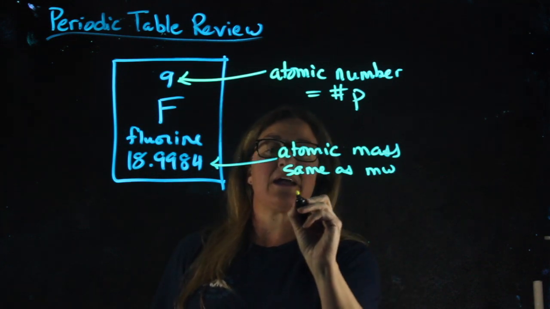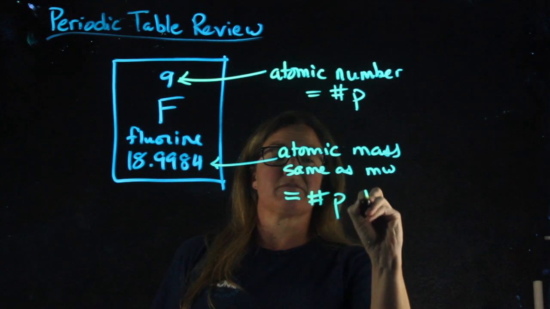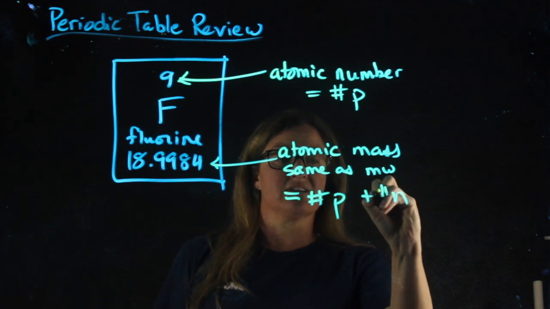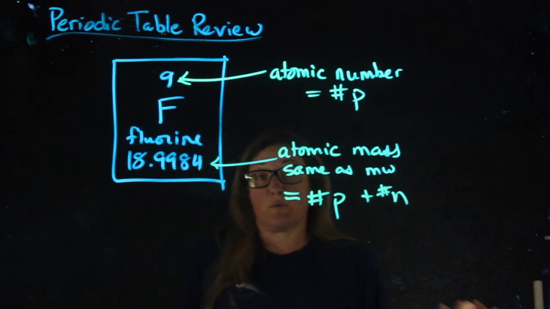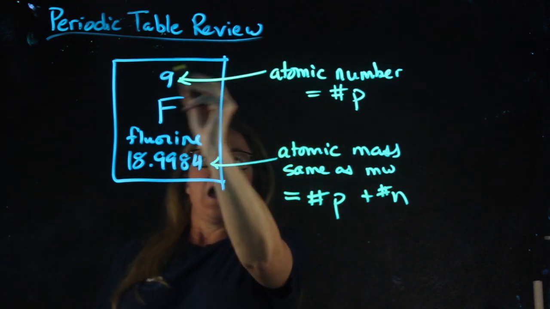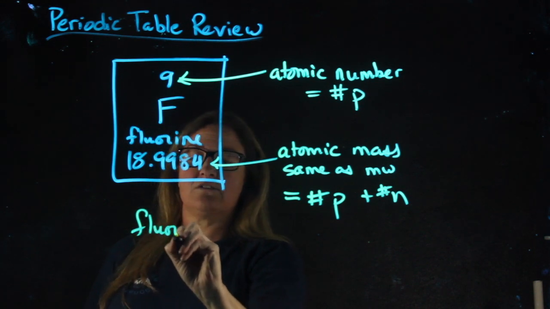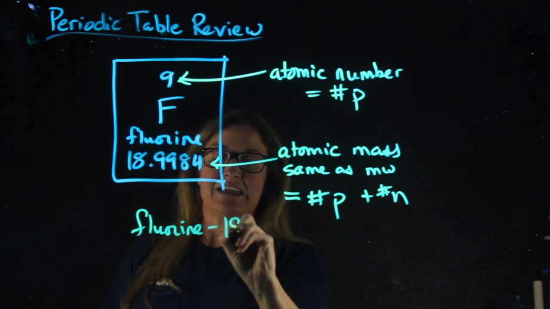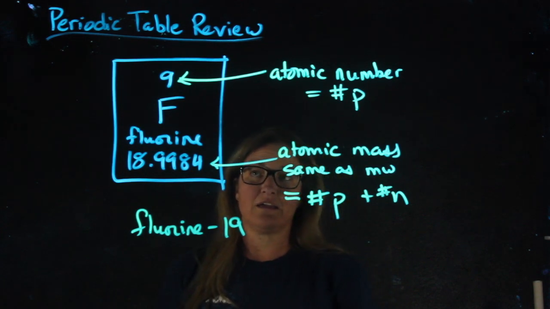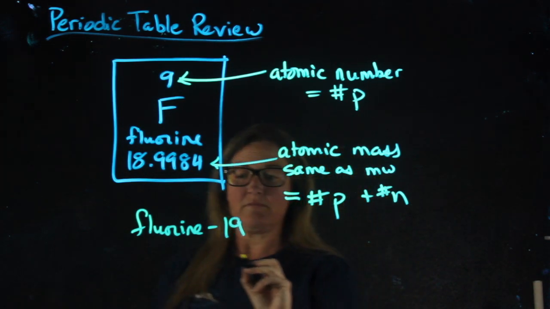And the reason why is this atomic mass is going to be equal to the number of protons plus the number of neutrons. And we either have a neutron or we don't have a neutron. We don't have a fraction of them. Another way that I could write the same thing is I could write fluorine 19, and that would be telling you that it's an atom of fluorine with the atomic mass of 19.